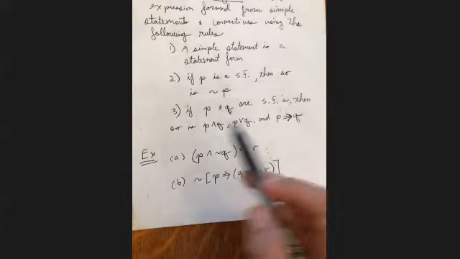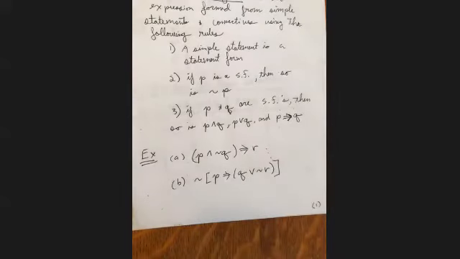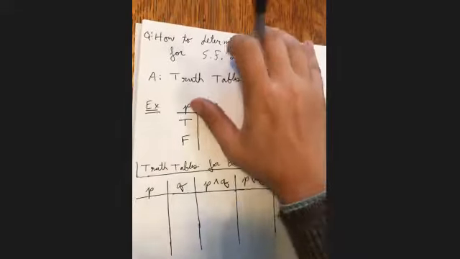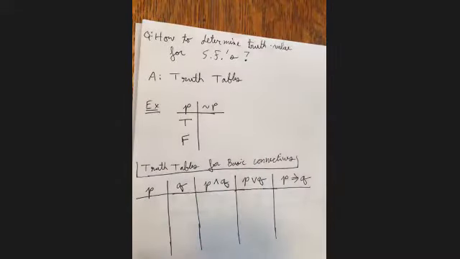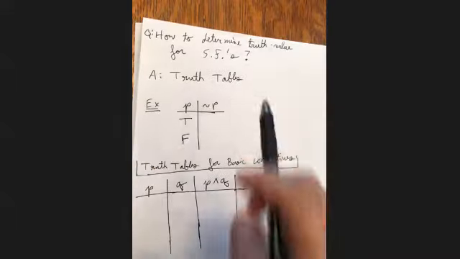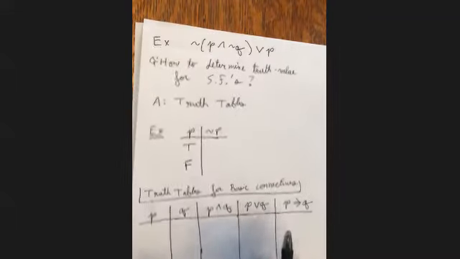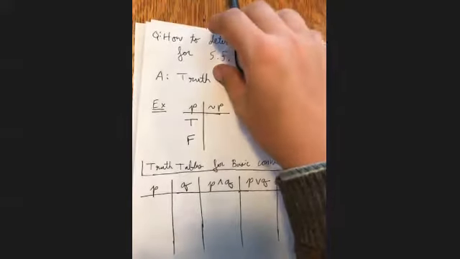So if I'm looking at a complicated statement, like one of these two statements, I can't just look at it and tell whether it's possible that it could be true. That's what we use truth tables for. So how to determine the truth value of statement forms? Truth tables. Okay, so we'll start with the most basic truth table.